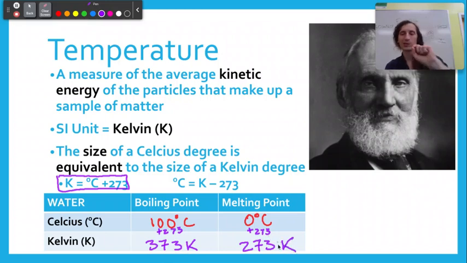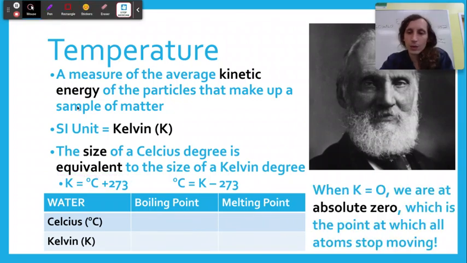And notice we don't put degrees Kelvin, it's just Kelvin. When Kelvin is equal to 0, we are at absolute zero, and this is the point at which all atoms stop moving. This is not something, as far as I know, we've actually been able to fully recreate in a lab setting, but it is, in theory, possible.